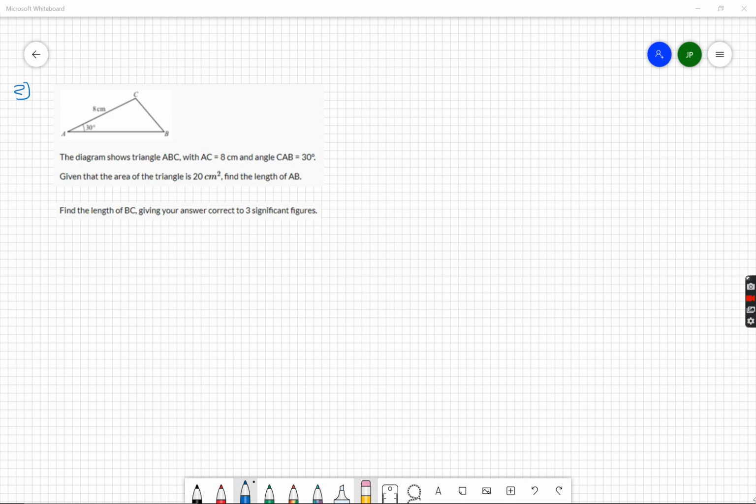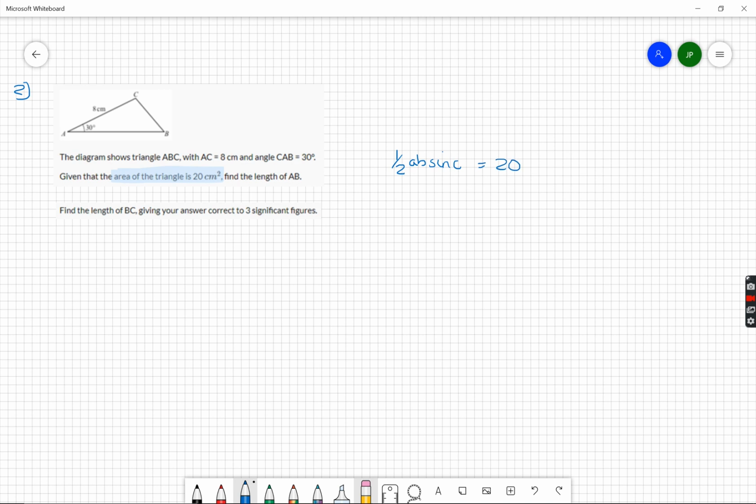a length and you're given the area. Now, as soon as we are given an area, the first thing that should come into your head is half AB sine C. That's the first thing we need to be thinking of. So I'm going to have to use that formula. And because I'm given the area of 20, I'm going to set it equal to 20.